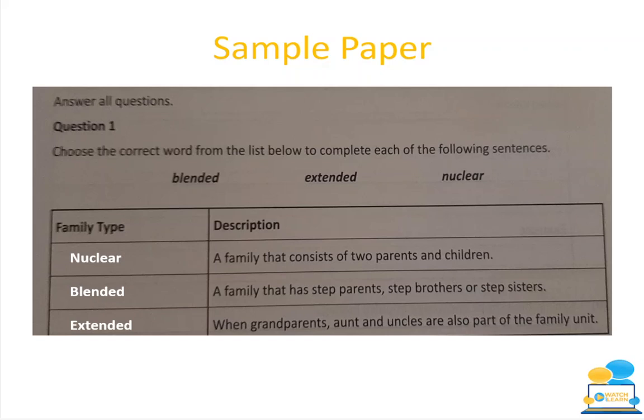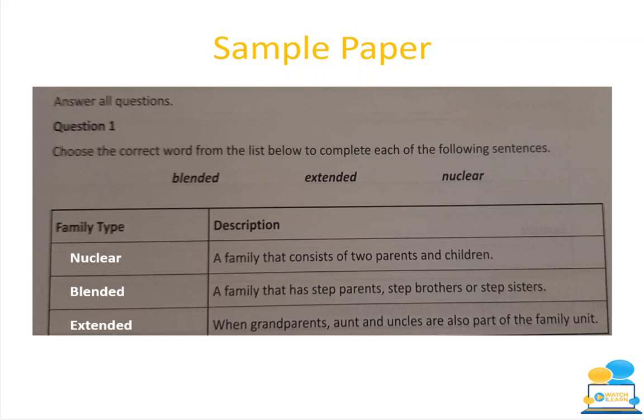Say if I didn't know what the second one is, I go down to the third one then. So when grandparents, aunts and uncles are also part of the family unit, I'm thinking again back to my Nebel and I'm thinking this might be extended. So then I write down extended in white and I cross it out.